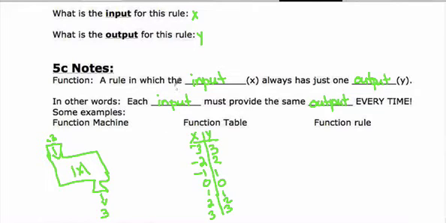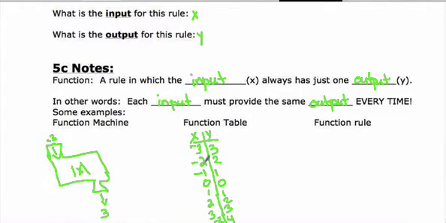Now, I want you to pay special attention here because it says for every input, there's always one output. That doesn't mean that you can't have y's that are the same number. What that means is if you have negative 3, the only y that can go with negative 3 is 3. The only y that can go with negative 2 is 2. You couldn't down here have another negative 2 and then say that this one's answer is 4.